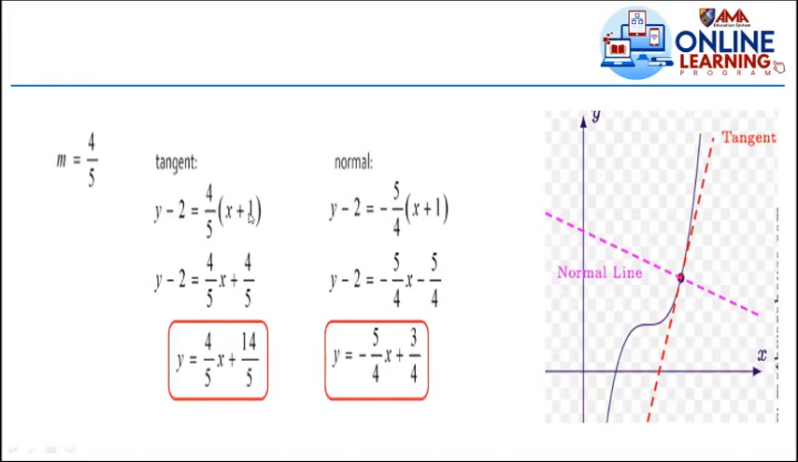That's our equation, no? So we have 4 all over 5x plus 4 all over 5, no? So y minus 2 is equal to, y is equal to 4 divided by 5x plus 14 divided by 5. So that is our answer. This is now the equation of our tangent line, no?